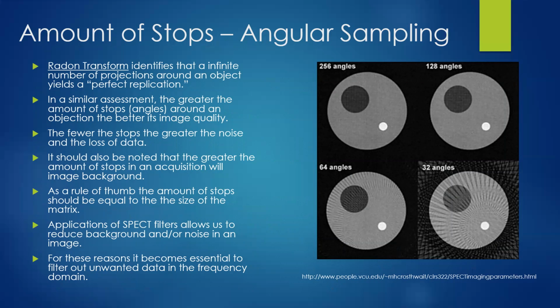So what about the number of stops around a patient? Again, here we come to another issue, another thought process to bring together. The Radon transform identifies that an infinite number of projections, or stops, around an object will yield perfect replication. So what I did over here was I found this article and I noted the difference between 32, 64, 128, and 256 stops.